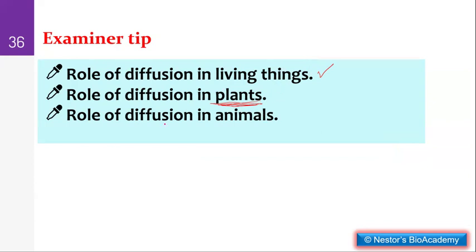The question can also ask you for the role of diffusion in animals. In this case, your response must be tailored specifically to the roles that diffusion plays in animals and not the roles diffusion plays in plants. So your response must always be tailored to meet the demands of the question. That underscores the significance of underlining every keyword in the question before you commit to responding to it. But if the question is just general, describe the role of diffusion in living things, then you can list down any of the roles that we have just discussed.